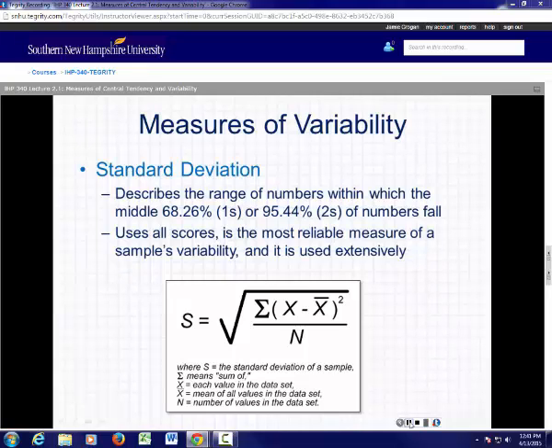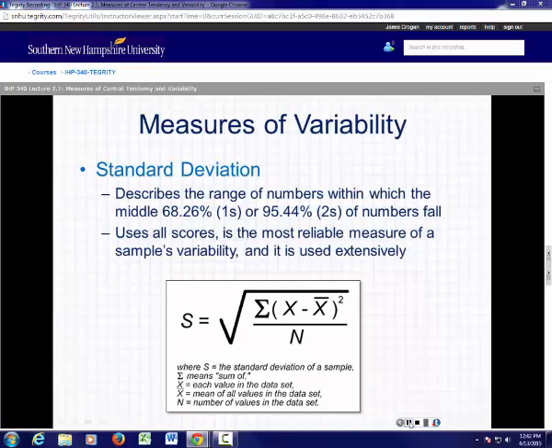Every single X is subtracted from the mean, and then all of those differences are added up, sum of, and you divide by the number of values in the data set. So in a sense, you can think of a standard deviation as the average of the deviations. It's not quite a straight average of the deviations, but it's a little bit more complicated than that. You do have to square the differences, and you have to take the square root of the whole phrase at the end. But essentially, a standard deviation is looking at how far individual points lie from the mean.